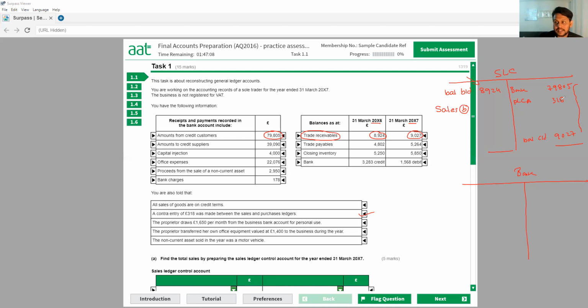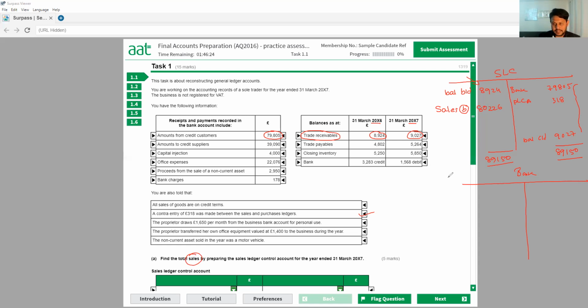So if we add 79805 plus 318 plus 9027, that will give us 89,150. Going to write the same thing, 89,150. After that, we're going to minus the opening balance 8924. So 89,150 minus 8924 will give us the sales, that is 80,226. This is the one we're looking for from the first one. It's quite simple. All you have to remember is the template.